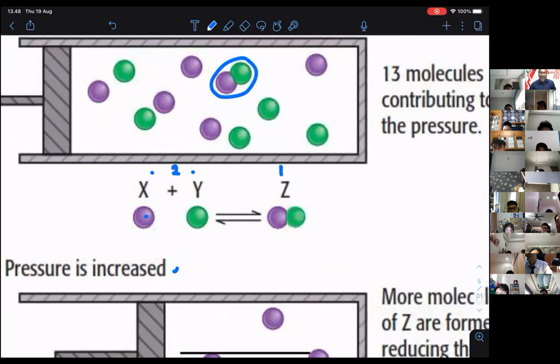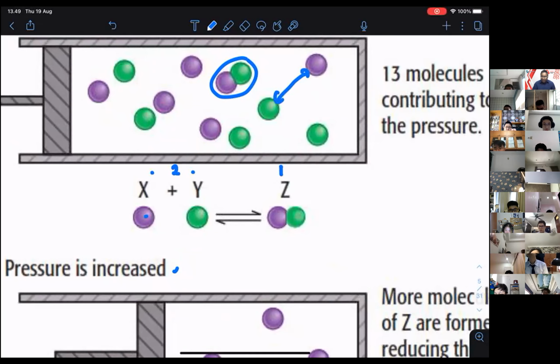When I increase the pressure, I need to counter-react the change. It means I need to decrease the pressure. How do I decrease the pressure? I want to make the number of moles less. I don't want too many molecules over there. So how do I decrease them? Very simple. Join them. Get them married to each other.